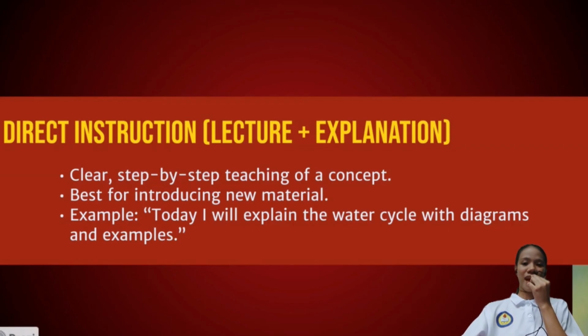I have here an example. Today, I will explain the water cycle step by step. First, I'll show you a diagram to illustrate evaporation, condensation, and precipitation. Then, I'll give real-life examples like how puddles disappear on a sunny day to help you understand each stage clearly.